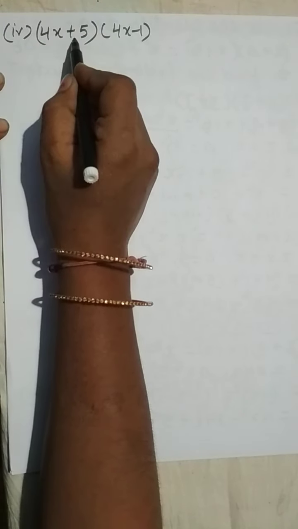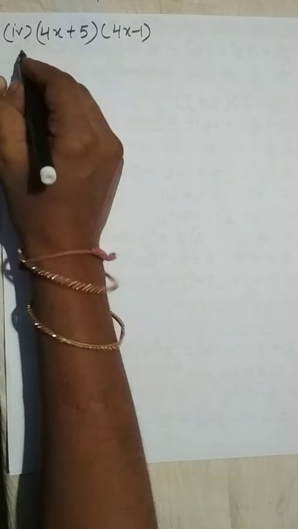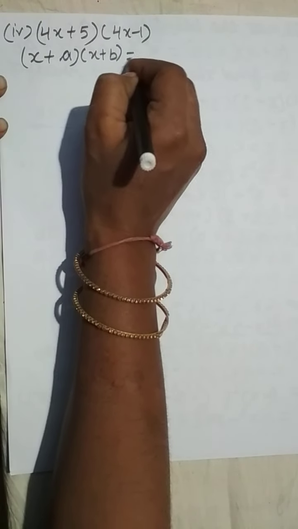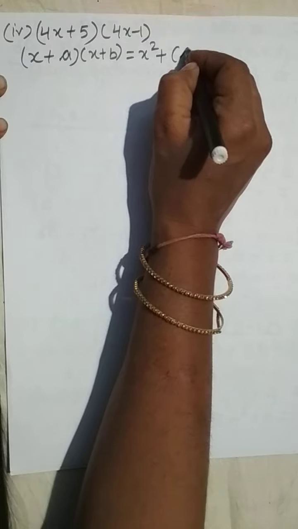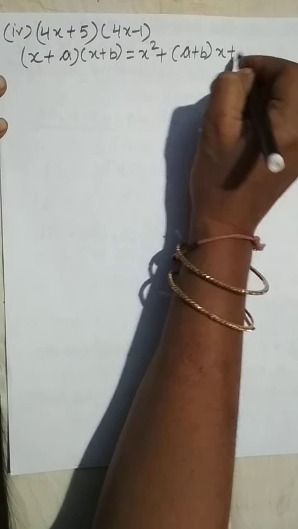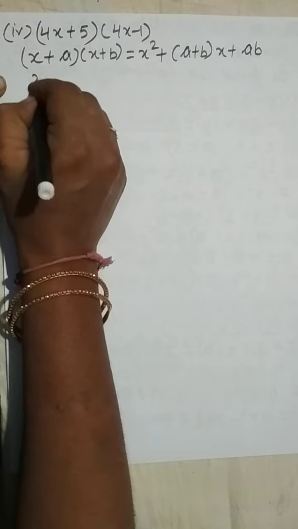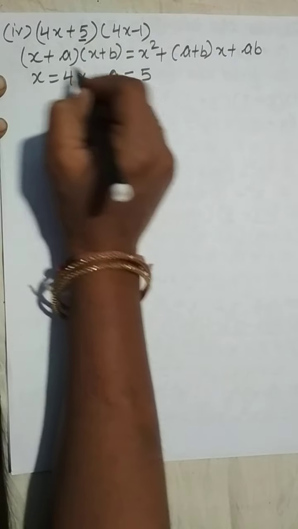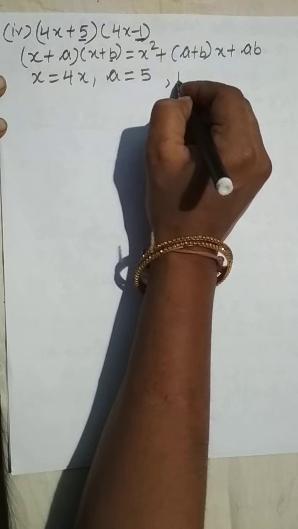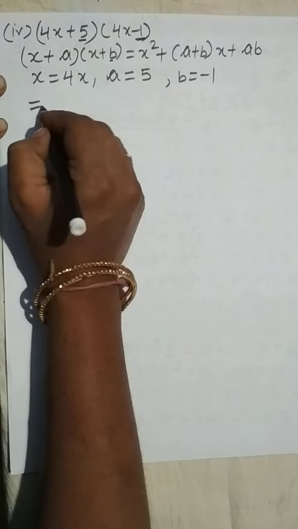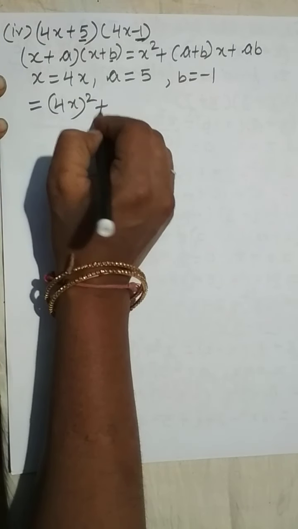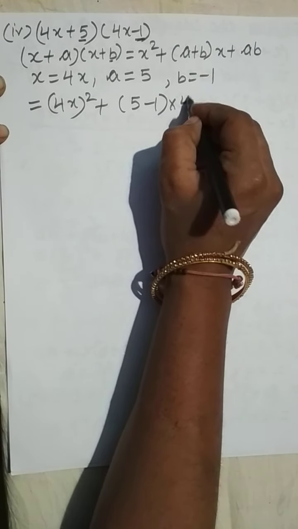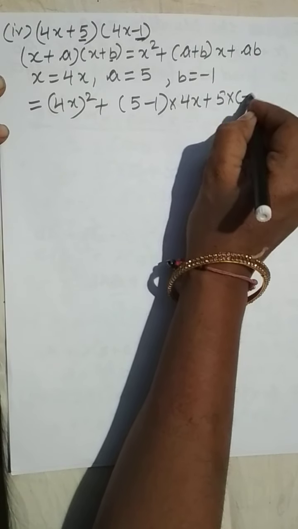Fourth part is 4x plus 5 into 4x minus 1. Now again write down the identity, which is x plus a into x plus b, which is equal to x square plus a plus b into x plus ab. Now compare the values. Here x is 4x, a is plus 5 and b is minus 1. Now substitute the values. X is 4x square plus a is plus 5, b is minus 1. So here minus 1 multiplied by 4x plus 5 multiplied by minus 1.